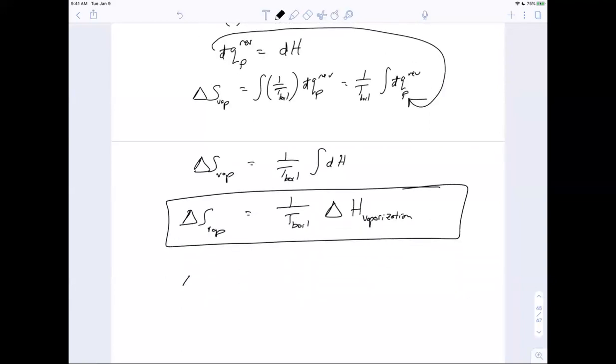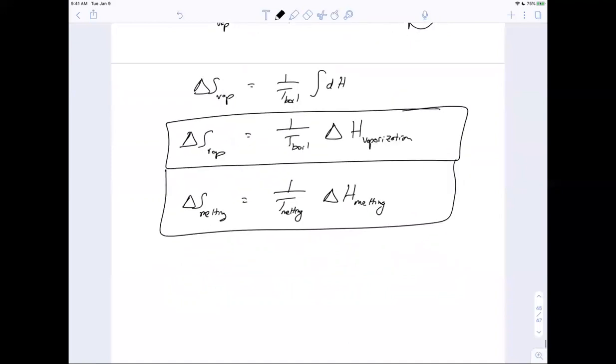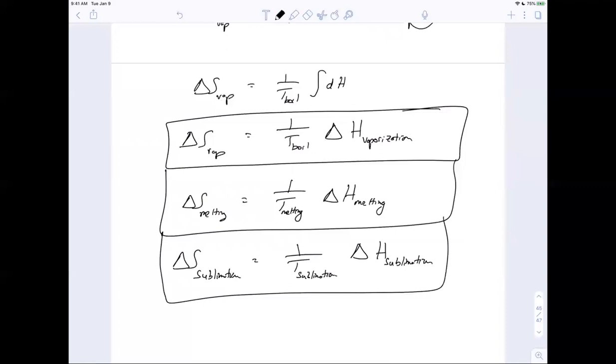And you can have the same thing then for delta S of melting. That would just be 1 over T melting, times delta H of fusion, I think that's what they call it. We have the same thing when we're looking at melting, and you can have the same thing for delta S of sublimation, where you go from solid to vapor. It's just equal to 1 over the temperature where you have sublimation going on times delta H of sublimation. And there you have it. Those are very simple when you have these reversible phase changes.